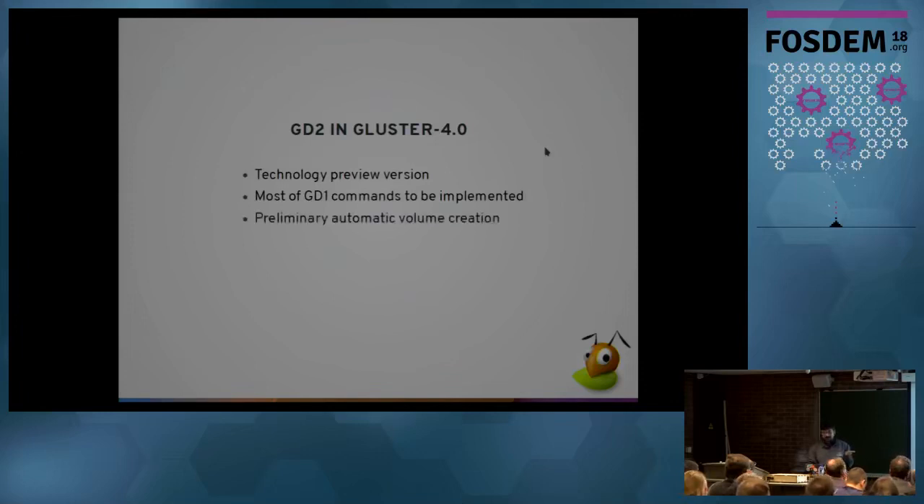There will be a preliminary support for automatic volume creation. So we are pulling in some of the Heketi APIs into GlusterFS. So you'll be able to hopefully create a volume by just requesting a volume name and a size. So you'll get a volume back from Gluster with that size that you asked for.